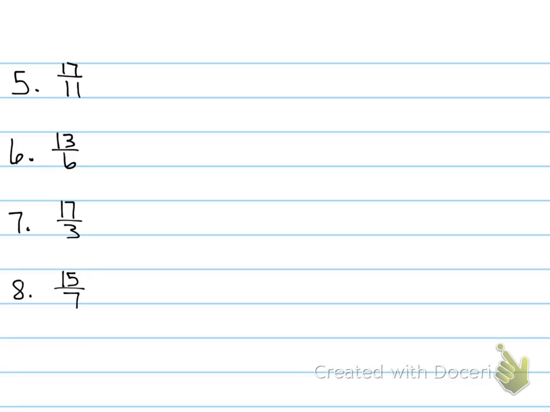Okay, 17 over 11 converts to 1 and 6 elevenths. Number 6, 13 over 6: 2 and 1 sixth. Number 7: 5 and 2 thirds. And number 8: 2 and 1 seventh. All right, who got them all right? Awesome. Okay, very good. Any questions?